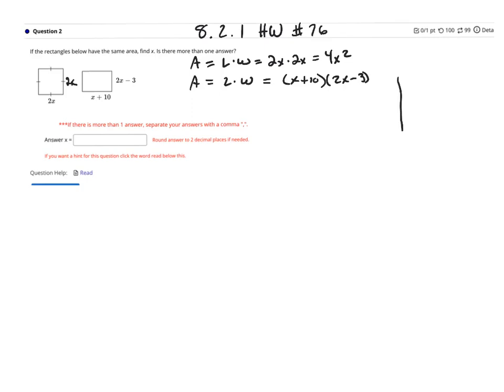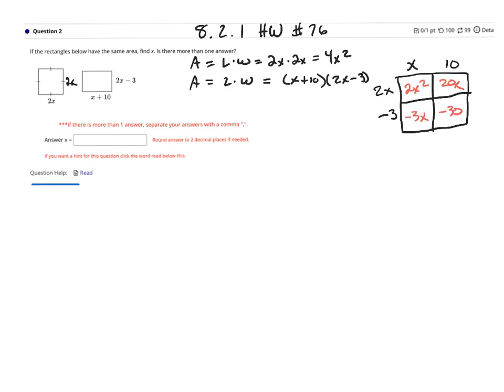Now, to multiply that out, I like to make a generic rectangle. So you end up with x plus 10 and 2x minus 3. When you multiply everything out, you're going to get 2x squared, 20x, negative 3x, and negative 30.